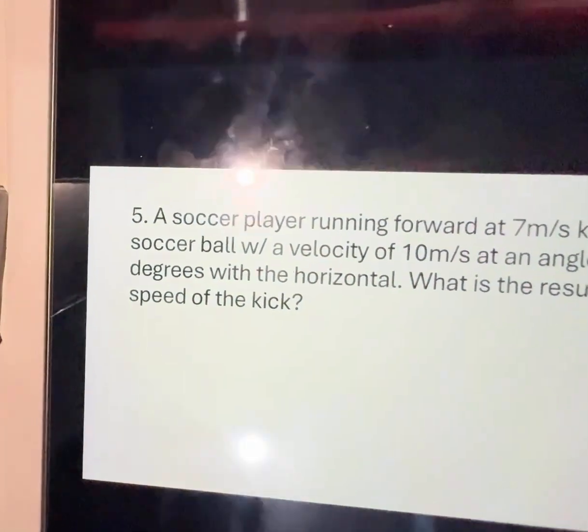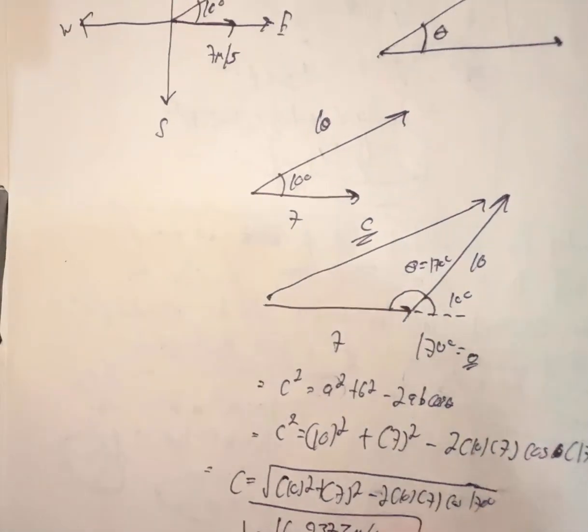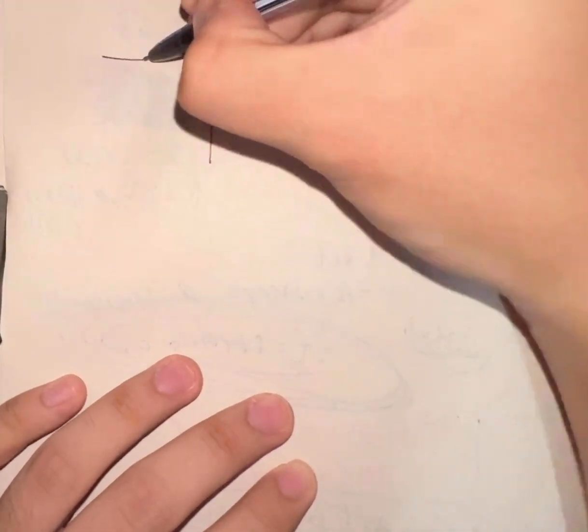this problem here. A soccer player running forward at 7 meters per second kicks a soccer ball with a velocity of 10 meters per second at an angle of 10 degrees with the horizontal. So now to check this problem, we're going to be using the traditional analytical method of solving.